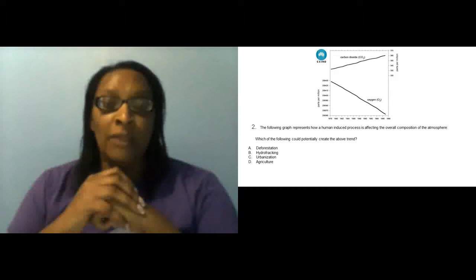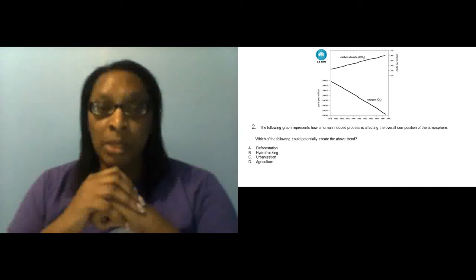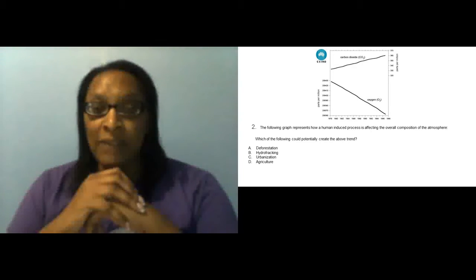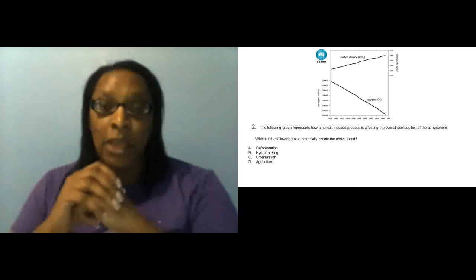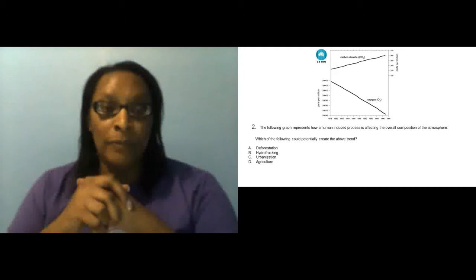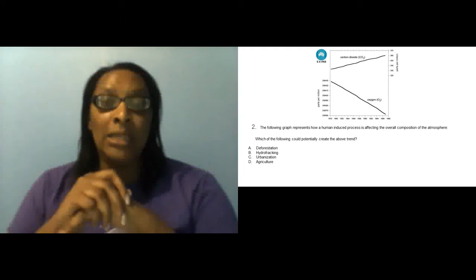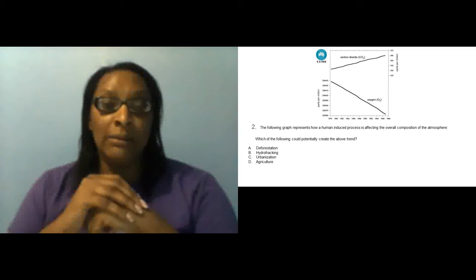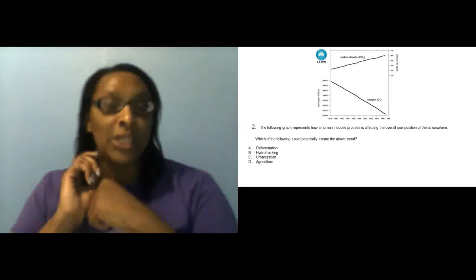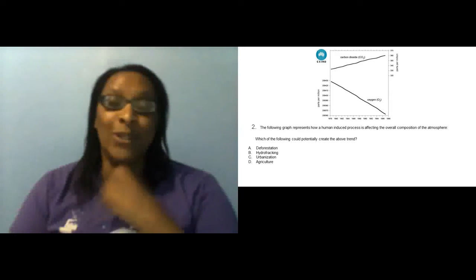Question 2. The following graph represents how a human-induced process is affecting the overall composition of the atmosphere. Which of the following could potentially create the above trend? A, deforestation. B, hydrofracking. C, urbanization. Or D, agriculture.